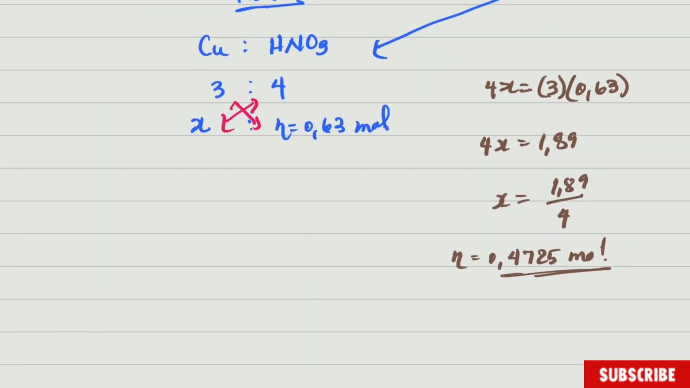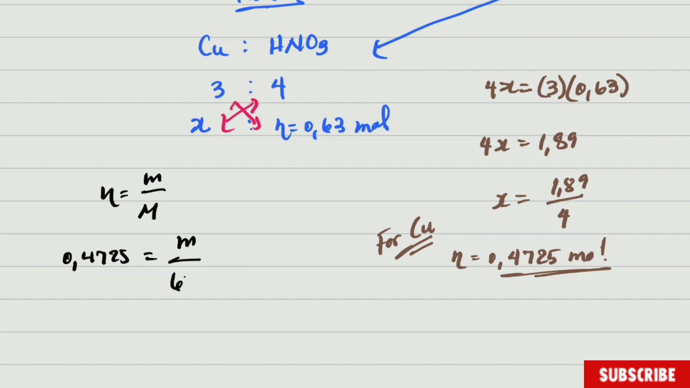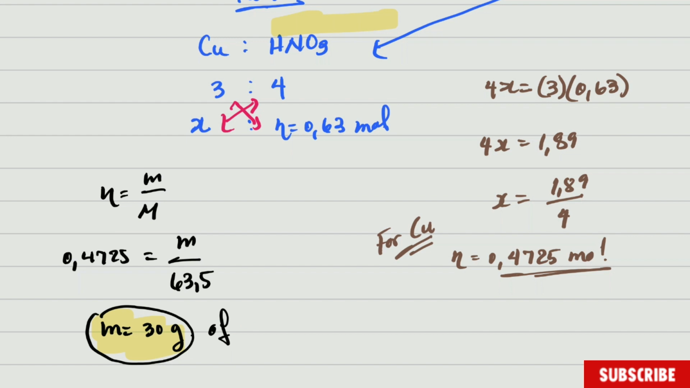We now know the number of mole of copper, therefore we are going to calculate the mass. This is for copper. So to calculate the mass of copper, number of mole is equal to mass divided by molar mass. Same story, I do not like to rearrange. I substitute in here. Number of mole is 0.4725 equal to mass over the molar mass for copper, which is 63.5. And when you calculate here, you will get the mass is equal to 30 grams. That is the amount of copper that was used during this reaction. I'm going to write grams of copper, Cu. That is the answer of the first question.